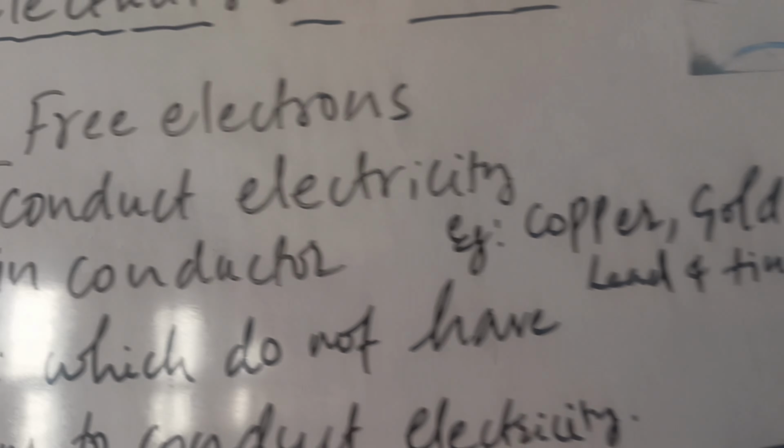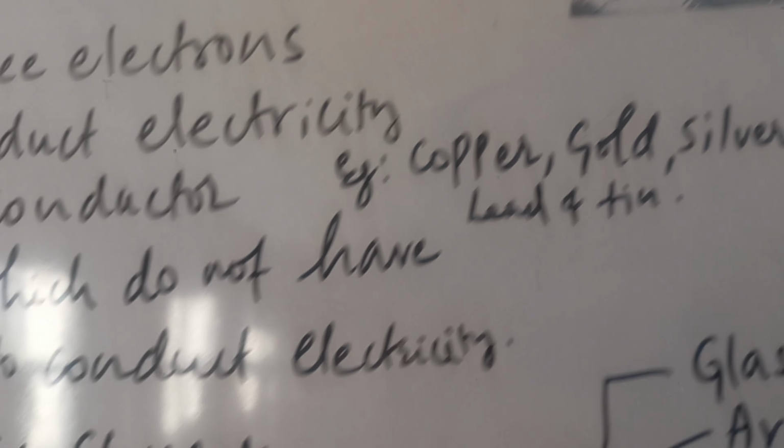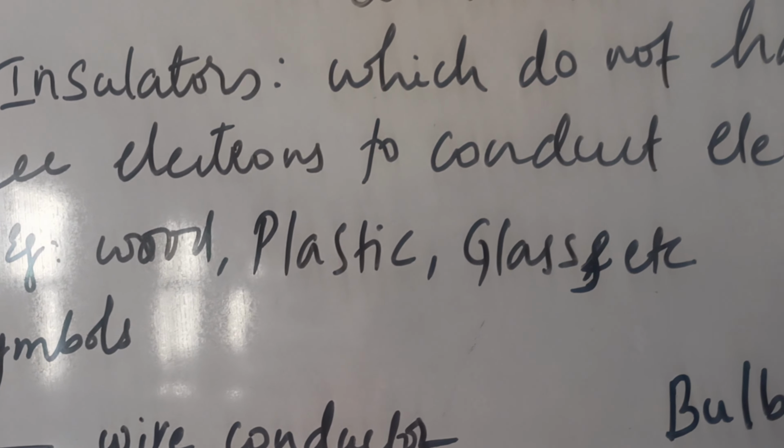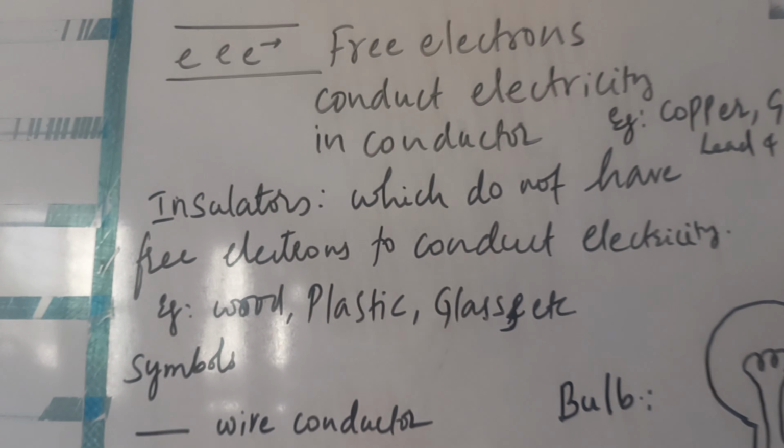Examples for conductors: copper, lead, gold, silver, etc. Insulators which do not conduct electricity are wood, plastic, glass, etc.